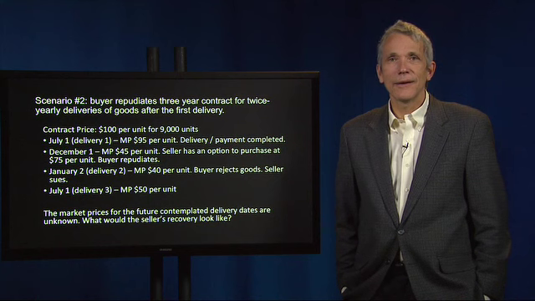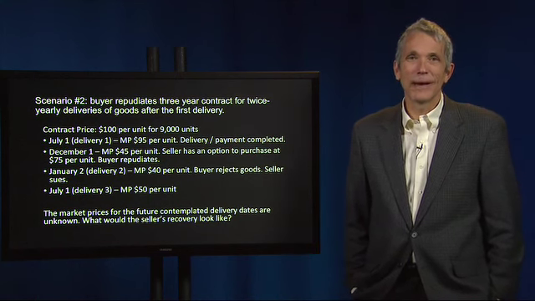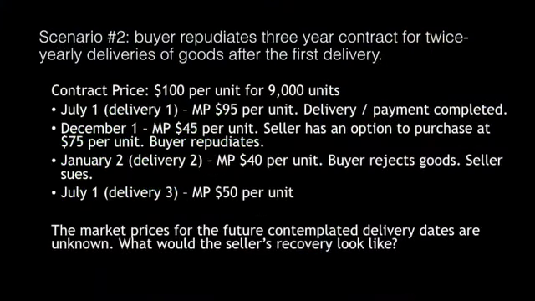Catch your breath, and now let's consider another mathematical hypothetical. Suppose a middleman agrees to supply 9,000 units of goods to a buyer in 6 regular installments on July 1st and on January 2nd of every year for 3 years at $100 per unit. At the time of the first scheduled delivery, which is July 1st, the market price for the goods was $95 per unit. At that time, the seller delivered 1,500 units.